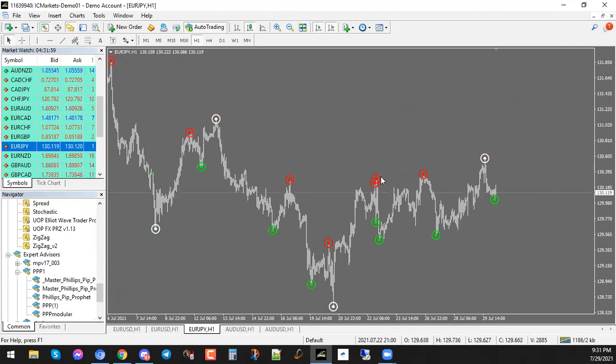This is one wave here. This is WXY. This is potentially an X. And this is a Z wave potentially coming here. So WXY, X, Z. So this is potentially a Z wave that's coming here. So I'll expect some sort of move to the downside, maybe back to this low, right?